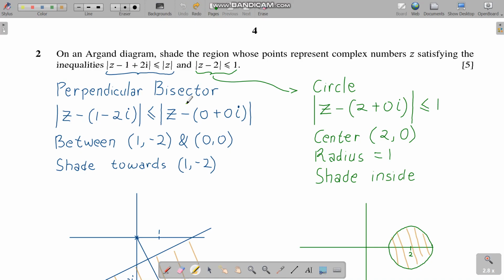Same thing here with the right hand side. There is nothing, which means it's 0 0. So now we can see the points are 1 minus 2i and 0 0. And since the left hand side is smaller, we shade towards 1 minus 2i.